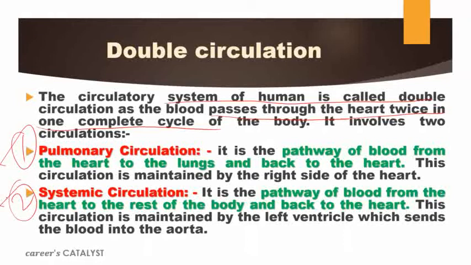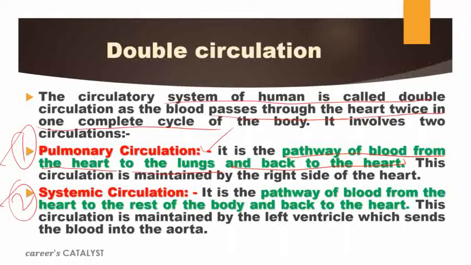The first system is named pulmonary circulation and the second is defined as what? Systemic circulation. So let's talk about the first, pulmonary circulation. It is very simple. The pathway of blood from the heart to the lungs and back to the heart. We studied earlier that the blood will pass from the heart to the lungs for oxygenation and again come back to the heart. This is the first cycle which is defined as what? Pulmonary circulation. Okay, this circulation is maintained by the right side of the heart.